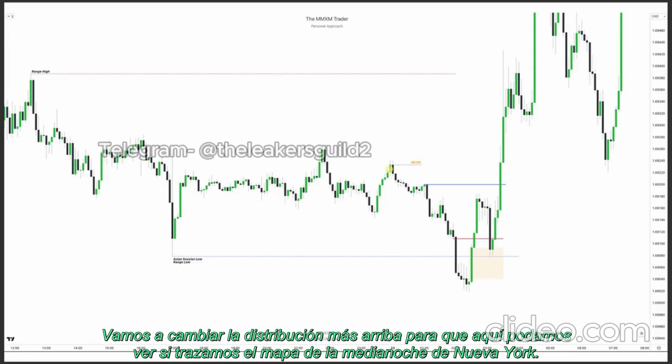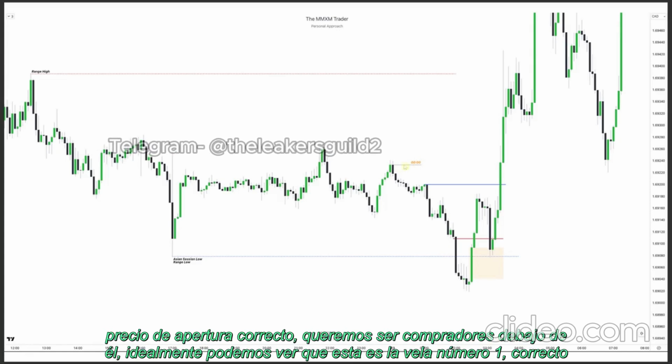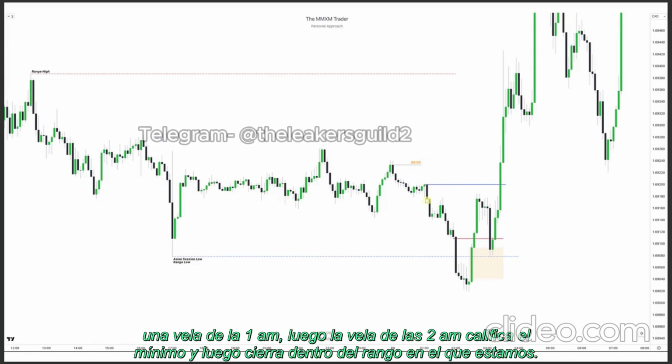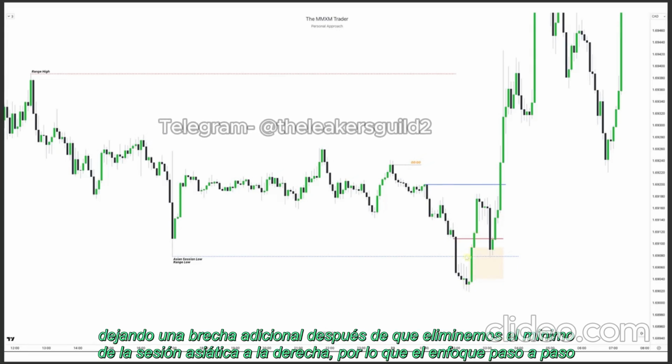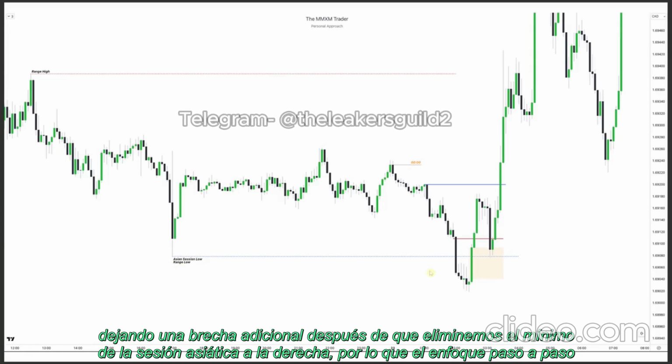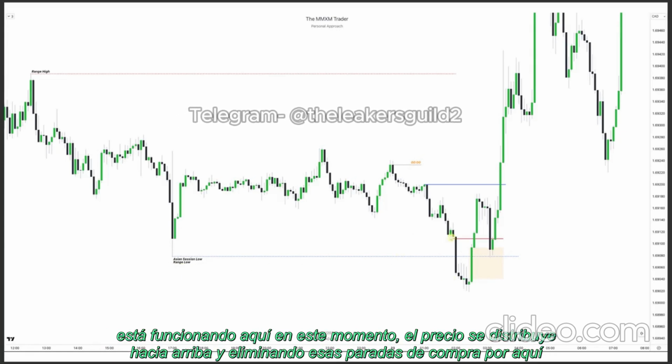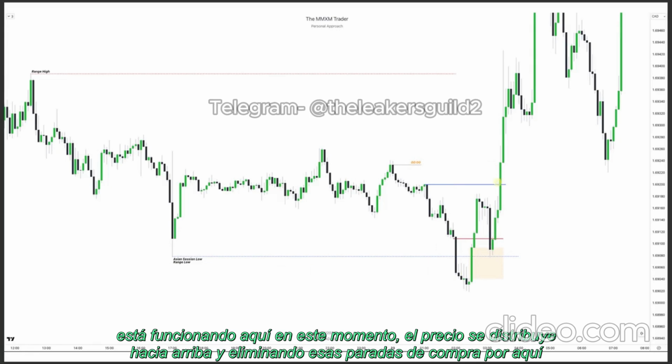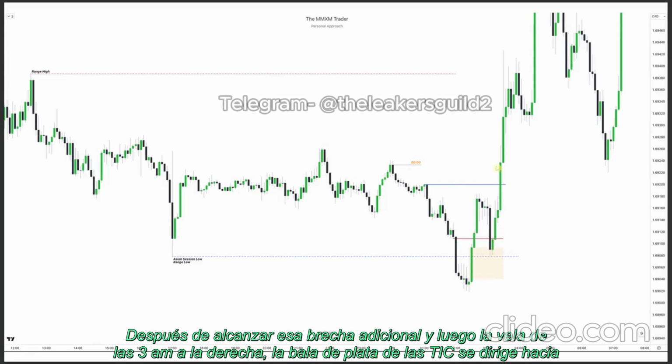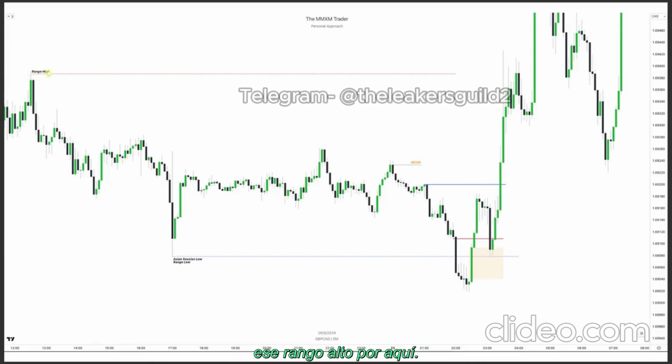So over here we can see if we map out the New York midnight opening price, we want to be a buyer below it. Ideally, we can see this is candle number 1, a 1 a.m. candle. Then the 2 a.m. candle raids the low and then closes inside of the range. We're leaving a fair value gap behind after we take out the Asia session low. So the step-by-step approach is working out over here. Then price distributes up higher, taking out those buy stops over here after hitting that fair value gap, and then the 3 a.m. candle, the ICT silver bullet, goes towards that range high over here.